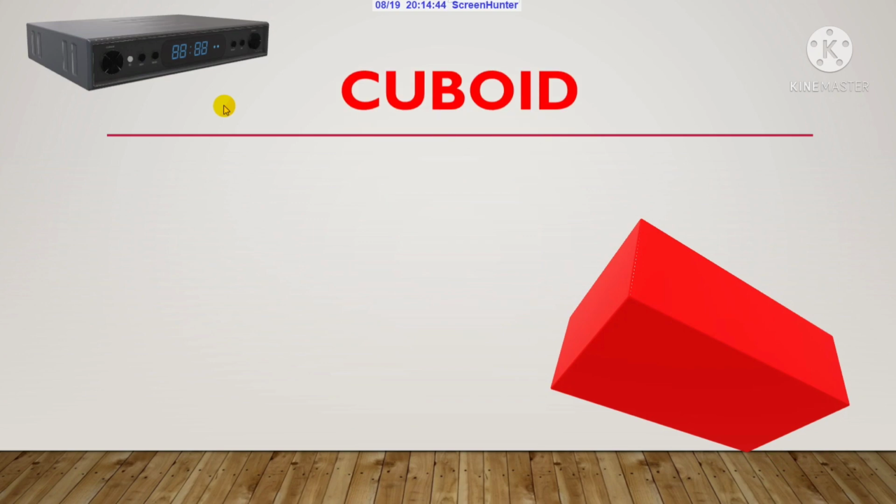So what is the difference between cube and cuboid? In a cube, all the surfaces have the same area, but in a cuboid, some sides are rectangular and they are of different area. Let us see the properties of a cuboid. A cuboid has 6 faces, 12 edges, and 8 vertices, same as a cube.